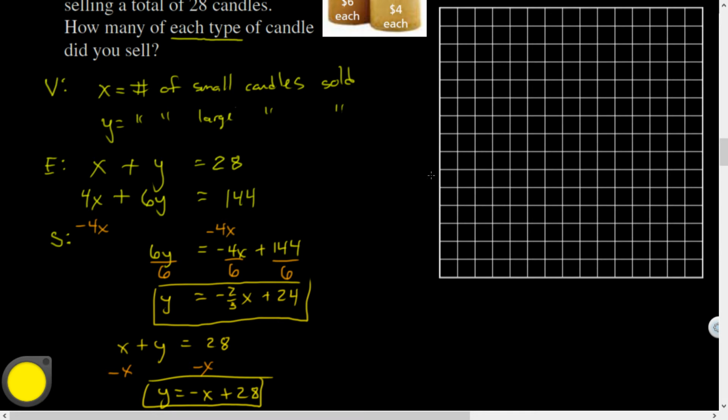Let's see. 2, 4, 6, 8, 10. I think I need to count by threes. Yeah, I'll count by threes. So 3, 6, 9, 12. Yeah, I'll label all of them in this case.